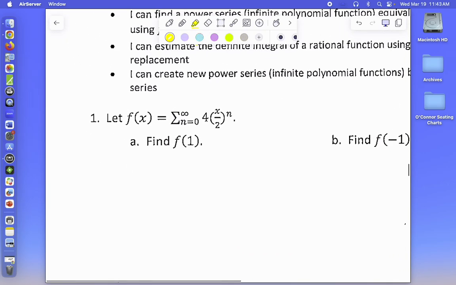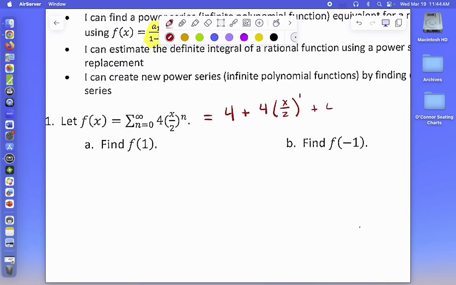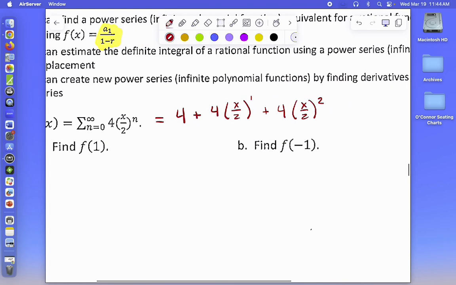If f of x is the sum from n equals 0 to infinity of 4x over 2 to the n, let's write out the terms so we have a basis for where we're starting. Our first term, everything raised to the 0 power, is just 4. Our second term, everything raised to the first power, we have 4 times x over 2 to the first. Our next term, we have 4 times x over 2 to the second, and it's going to continue with our exponents increasing.